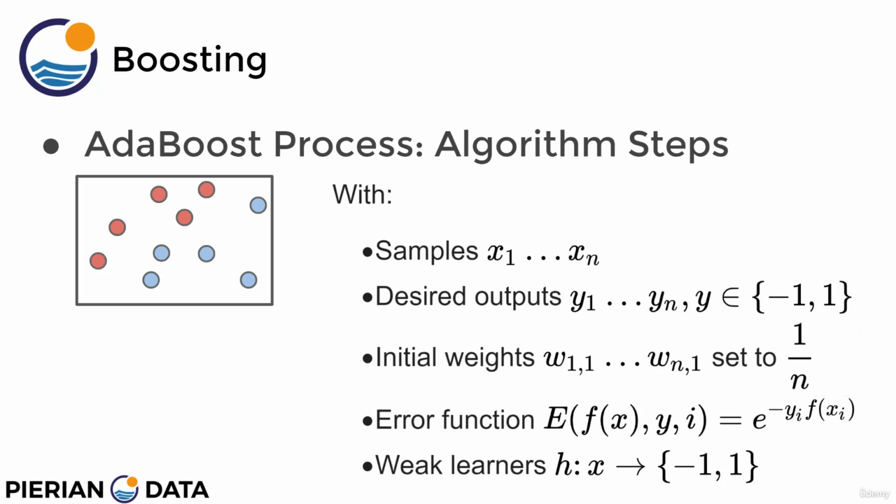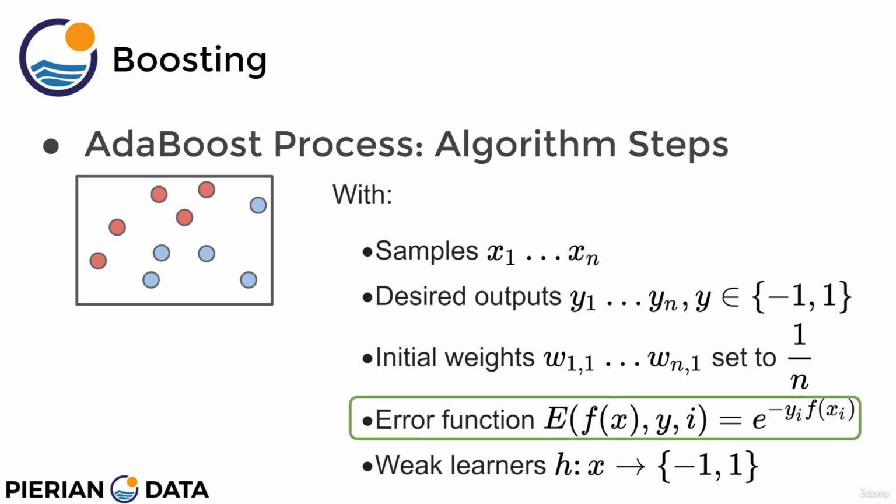Then what we're going to do is move on to calculating this error function that we showed earlier, and then using that, we're going to be able to figure out a coefficient later on down the line.